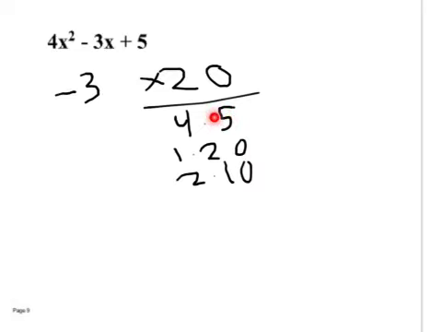Do any of these multiply to give me 20 and add to give me negative 3? No, they don't. Does negative 4 plus negative 5 give me negative 3? Negative 9. No. Does negative 1 plus negative 20 give me negative 3? No. Does negative 2 plus negative 10 give me negative 3? No. So this is prime. Since this cannot be factored using integers, we write prime and only prime. Here is your homework.